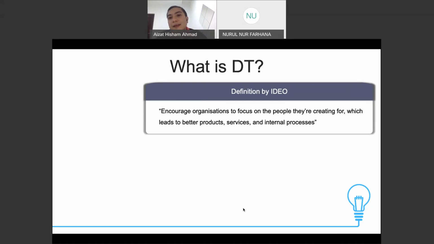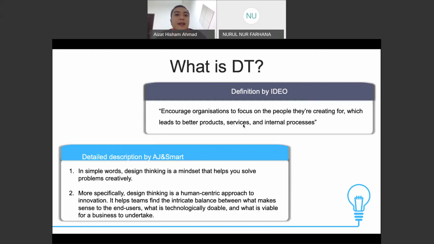So if you look at the definition here again, what I want you to focus on is the keyword people and creating. So you're creating something for people. All right. So this is the important understanding about design thinking first and foremost. Now, this is something from an academy that I have learned. You can Google AJ and Smart. They have so many resources about design thinking.